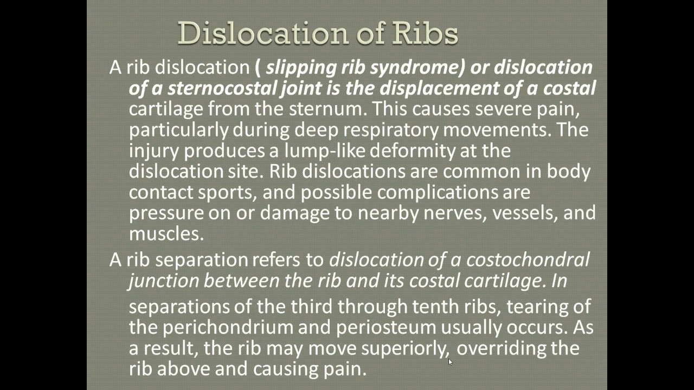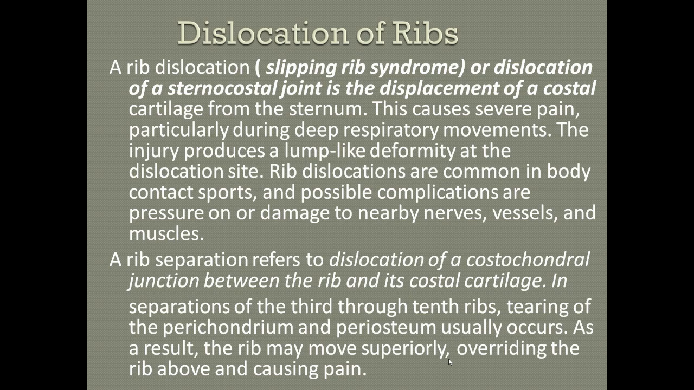Now we'll see the dislocation of the ribs. A rib dislocation is the displacement of the costal cartilage from the sternum. This causes severe pain, particularly during deep respiratory movements. The injury produces a lump-like deformity at the dislocation site.